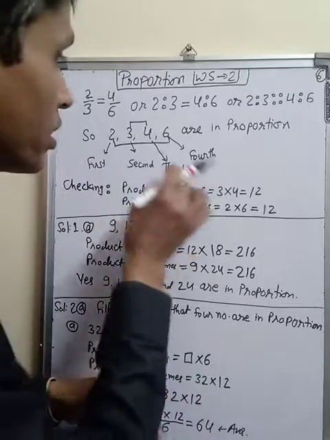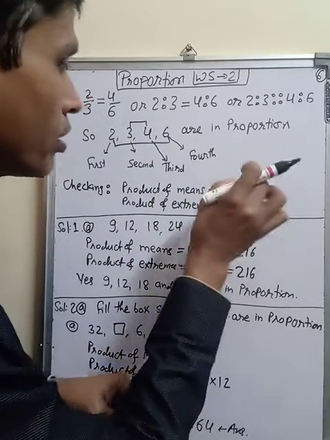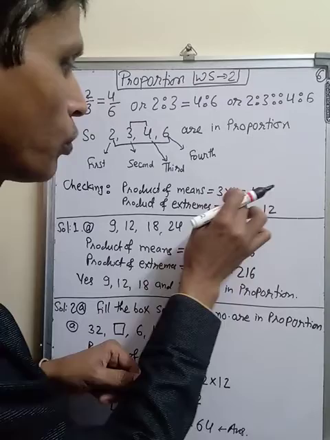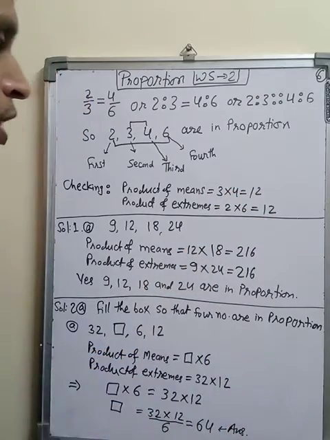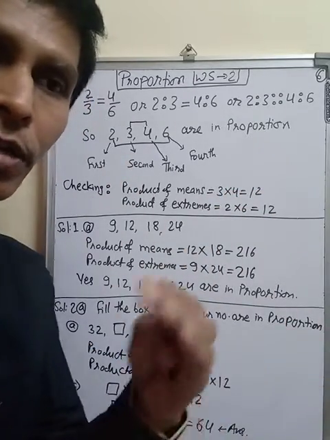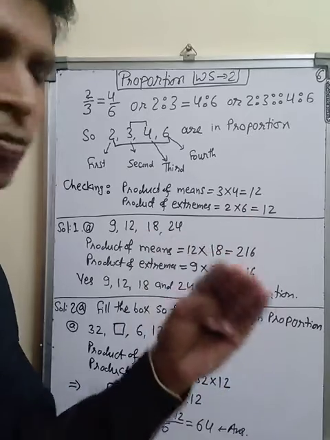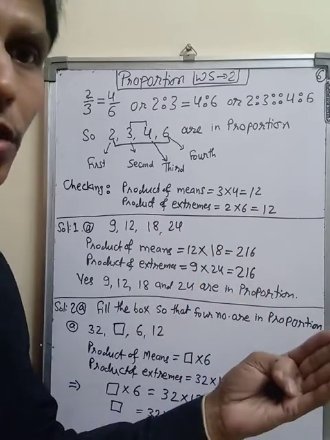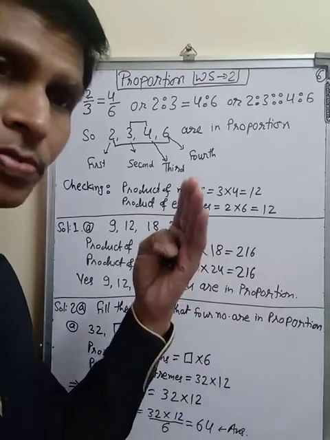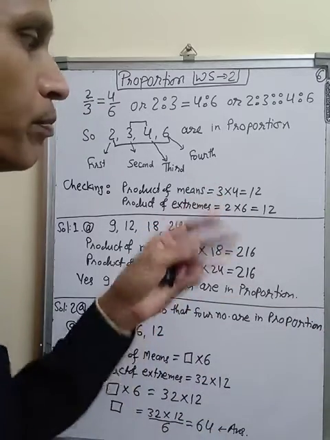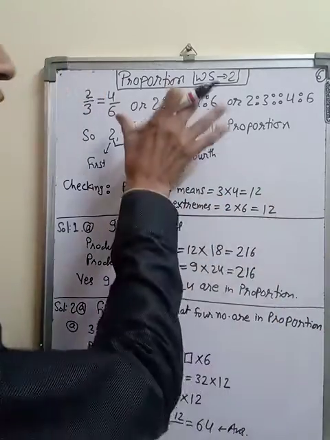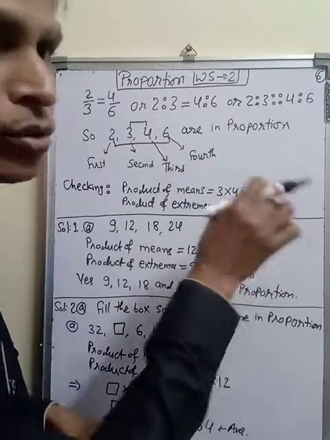And we can see their products are equal: 3 4s are 12, 2 6s are 12. So always remember, whenever 4 numbers are in proportion, the product of extremes and the product of means will always be equal. From this example you can see.